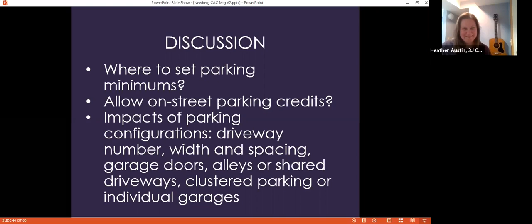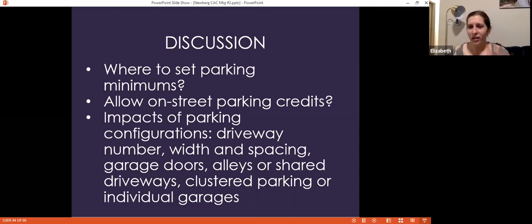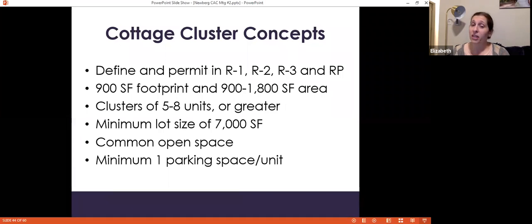So, okay. Well, I guess, real quick, speak now or hold your comments about parking. But maybe we will instead, next slide, dive right into cottage clusters, and keep in mind that we have some parking issues there as well.